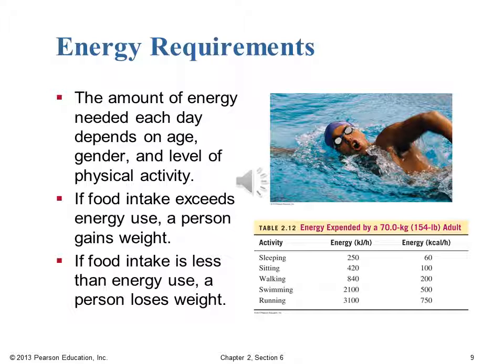And we see table 2.12 gives us some energy values for some activities. Unfortunately, my favorite activity there, sleeping, has the lowest energy expended by the average adult. So hopefully you're into things like swimming and running versus my activities of sitting and sleeping.